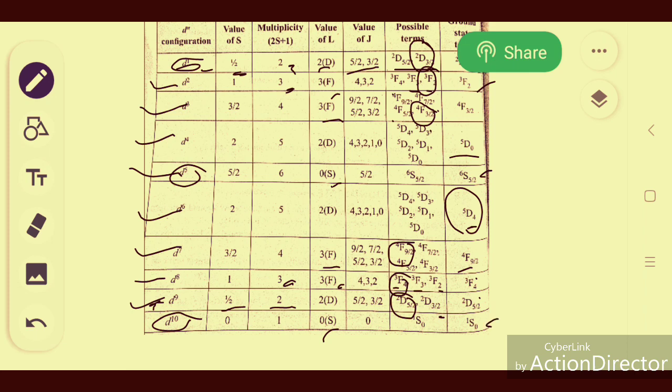So we can conclude that these are the different terms. These are not for transition metal complexes, but these are the atomic terms. So when the metal is in the form of an atom, the ground state terms of these atoms can be calculated as such, and these are the ground state terms for the atoms.